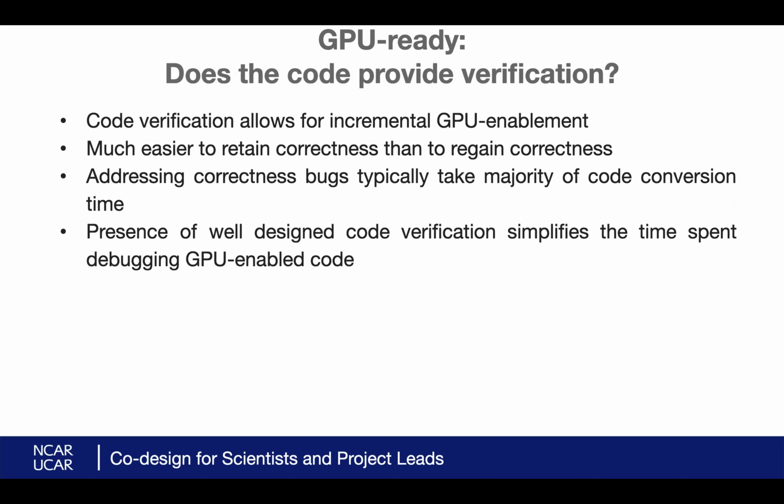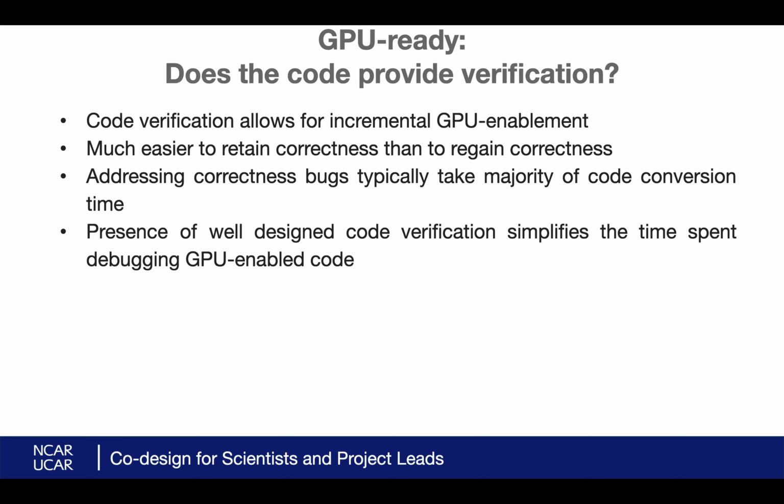And does the code provide verification? Code verification is very useful because it allows you to do incremental GPU enablement. It is much easier to retain correctness than to regain correctness. One of my personal experiences is that addressing correctness bugs typically takes the majority of the code conversion time, and verification really simplifies the time of debugging GPU-enabled code.